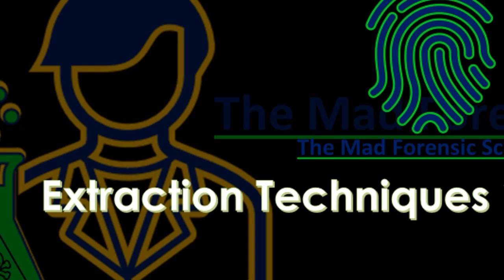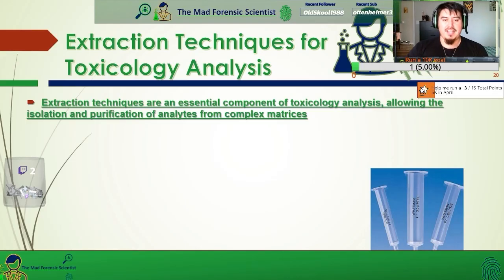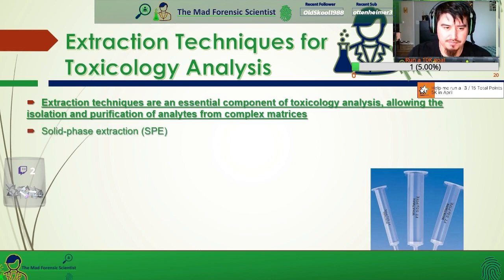Today we have a brief introduction to toxicology extraction techniques, which is the final aspect of the basics of toxicology. Extraction techniques are an essential component of toxicology analysis, which allow for isolation and purification of analytes from complex matrices. A toxicologist is going to be focused on getting the drugs or the toxins from the biological components so that they can analyze them, identify them and quantitate them.